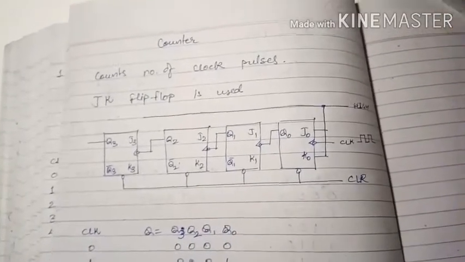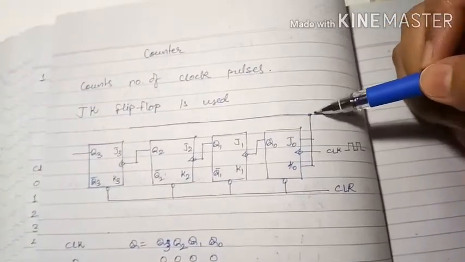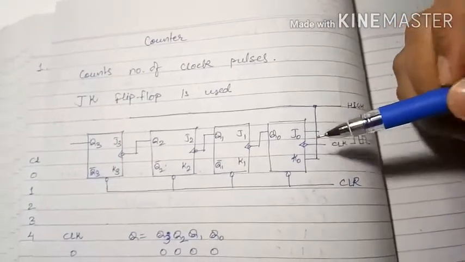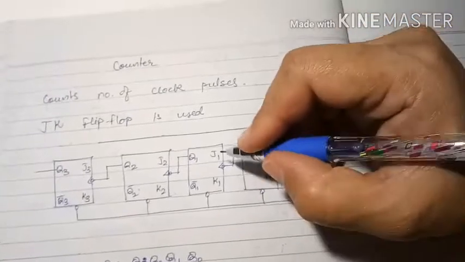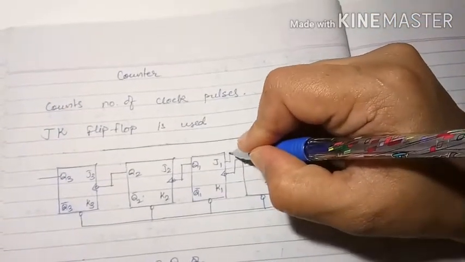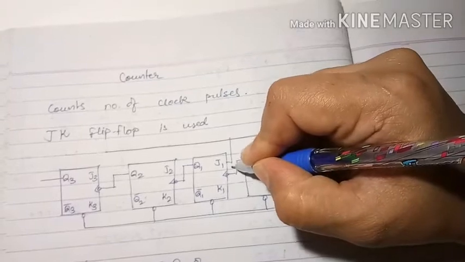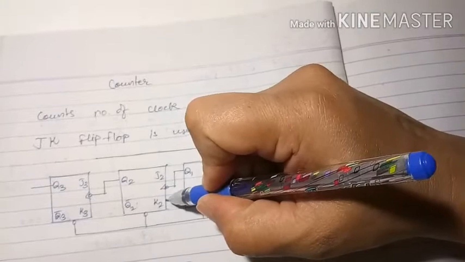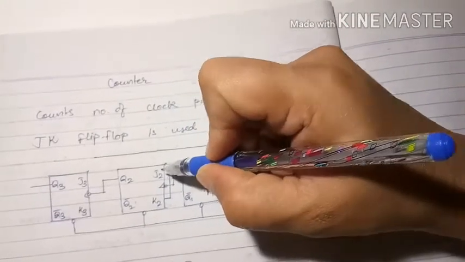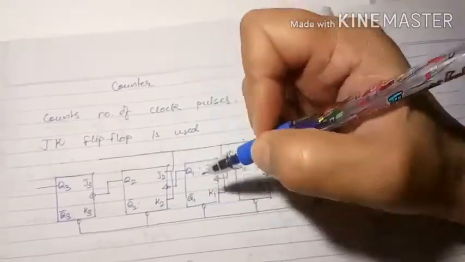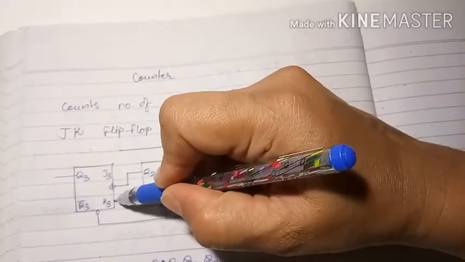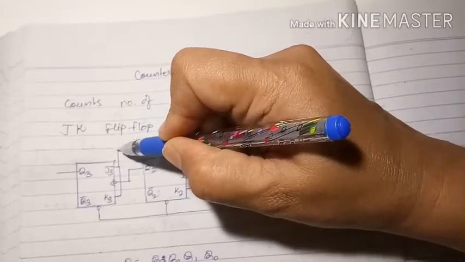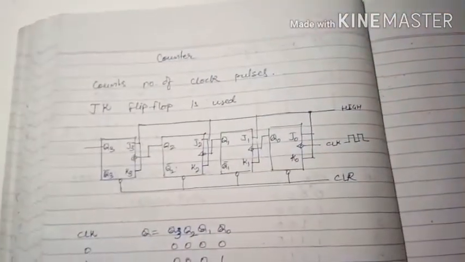So here we are connecting this high input to both the J and K signal. This is connected to high and this is connected to K. You can see that here J and K both will be high. So what will be the condition when J and K both will be high? It is nothing but the toggle condition in the flip-flop.